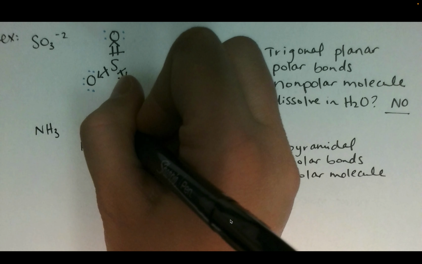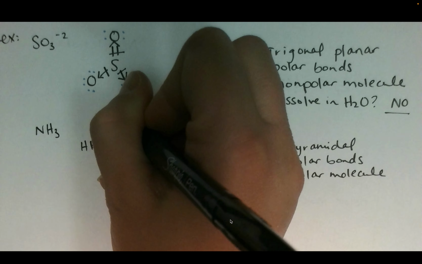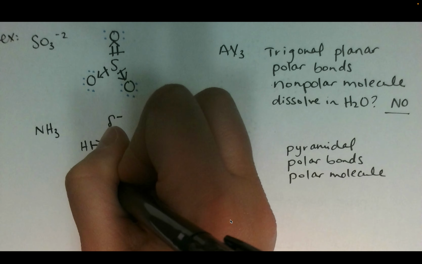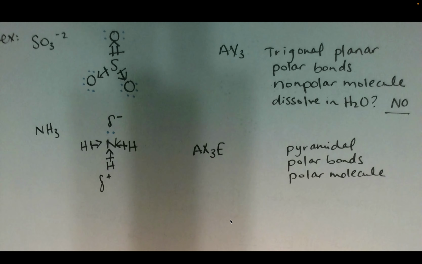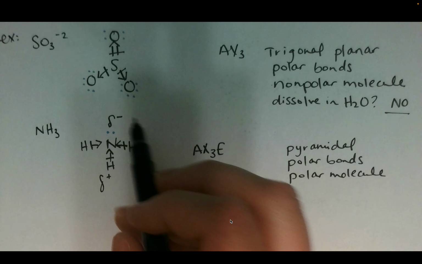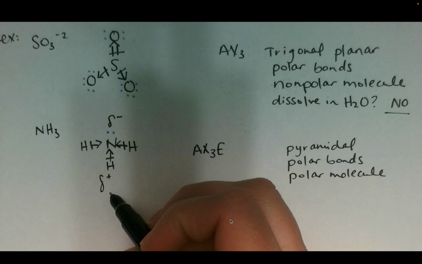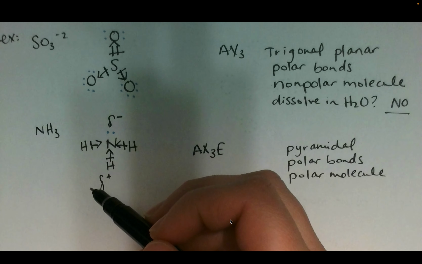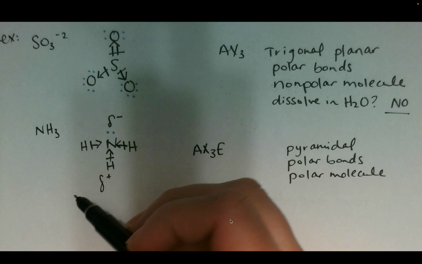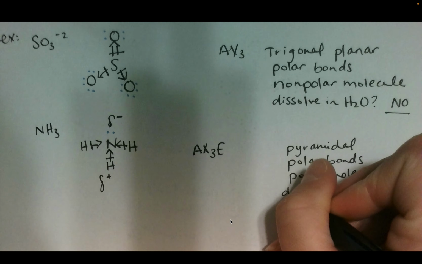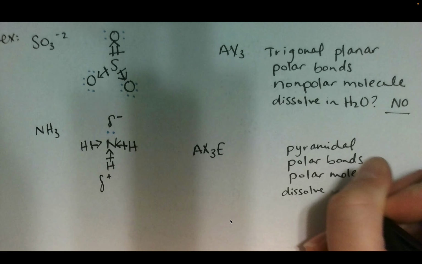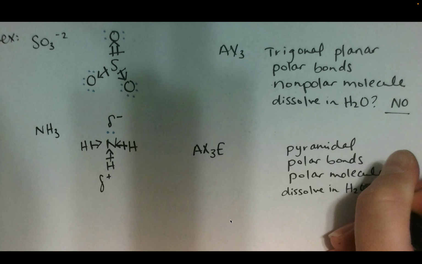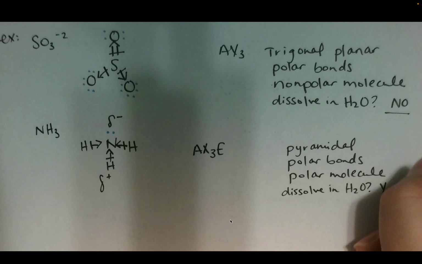I can draw that like so. My electrons are more towards the nitrogen, less towards the hydrogens. So I end up with that partial negative, partial positive based on that. Polar molecule. Will it dissolve in water? It's a polar molecule, so yes.